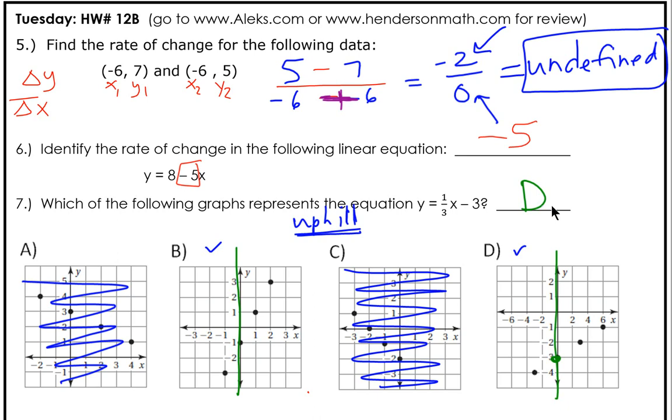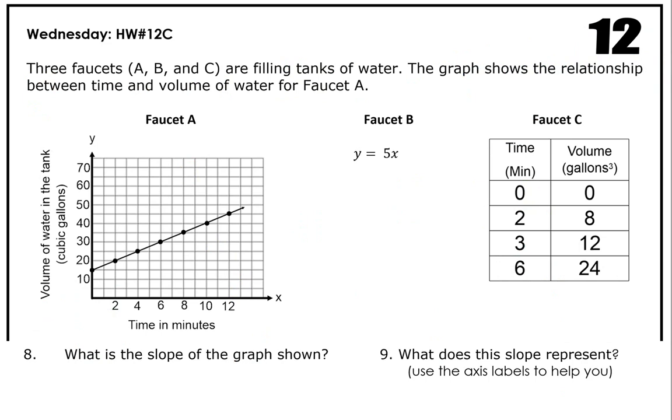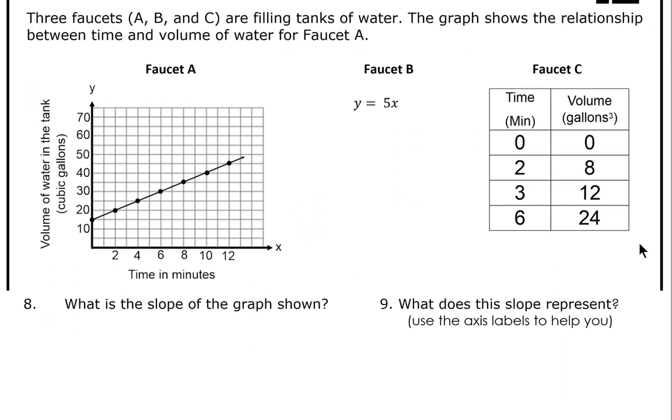Simple stuff. Use your common sense when you're looking at the equation. Let it guide you to making a right decision. Let's turn the paper over and try this word problem on the back. Three faucets, A, B, and C, are filling tanks of water. The graph shows the relationship between time and volume of water for faucet A. The equation shows the volume of water for faucet B and the table for faucet C.